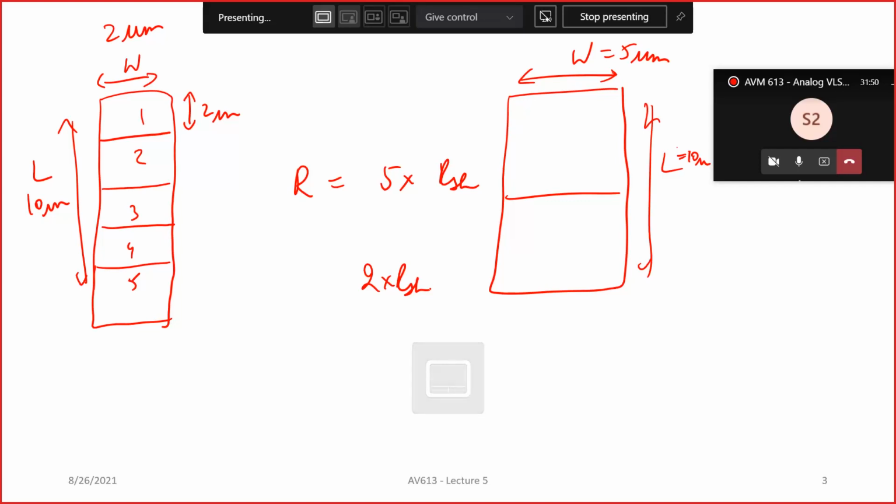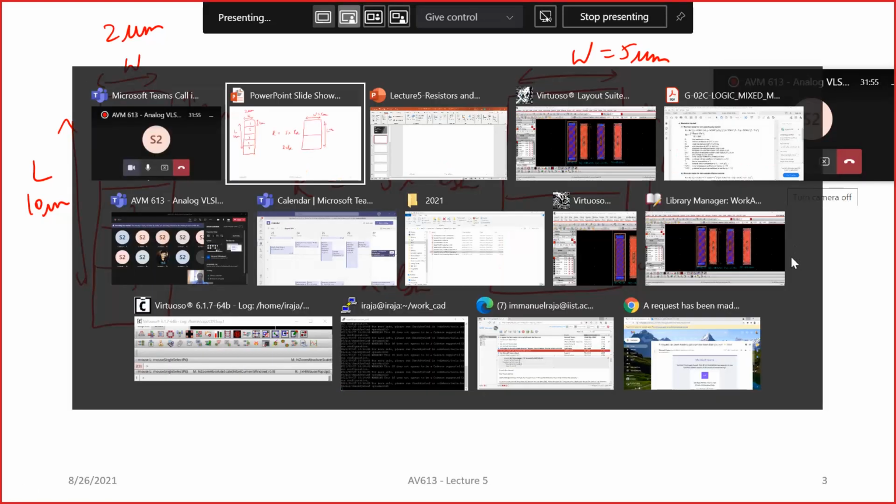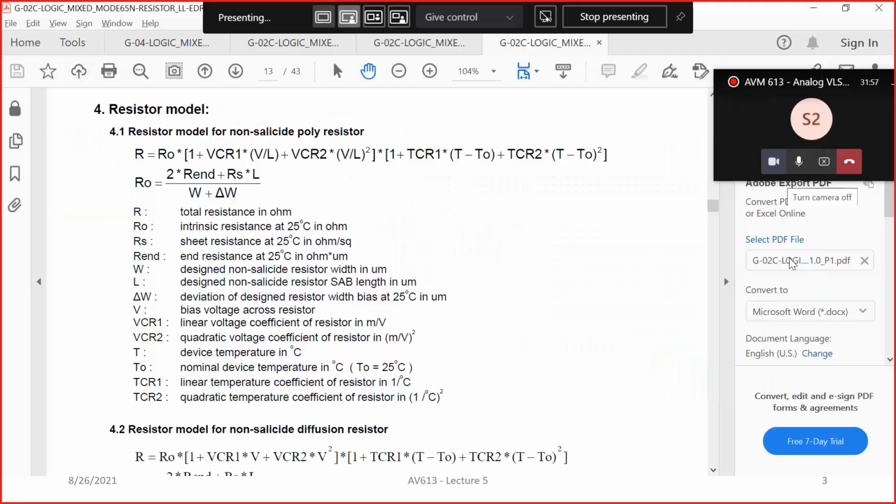So coming back to that data sheet that was given here, you can see that 2 times Rn plus Rs into L by W plus delta W. Of course they have some other things, the delta W and other things they have calculated. Basically this is some resistor width bias at 25 degrees Celsius and so on. Now this is your basic resistance.